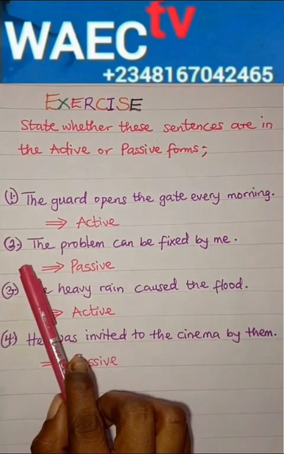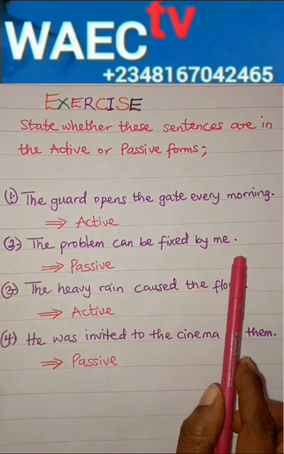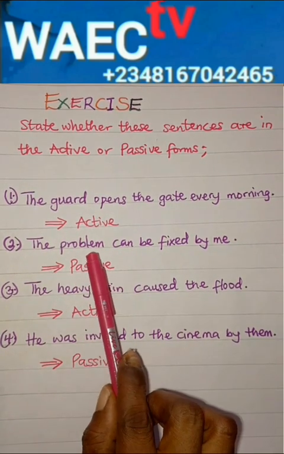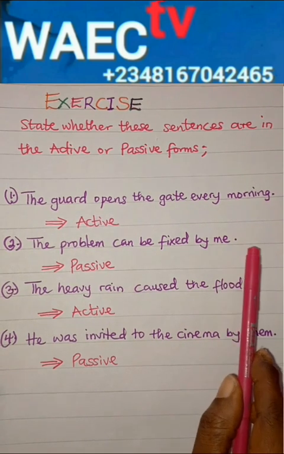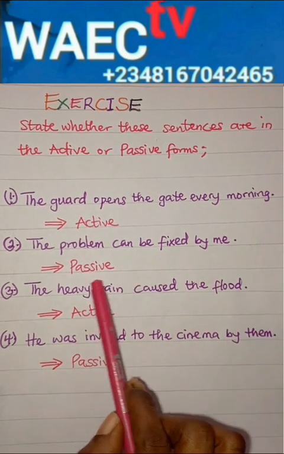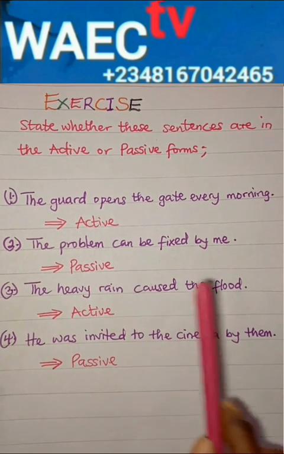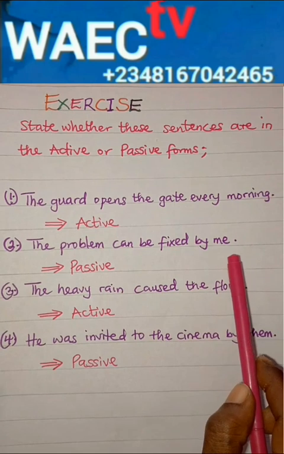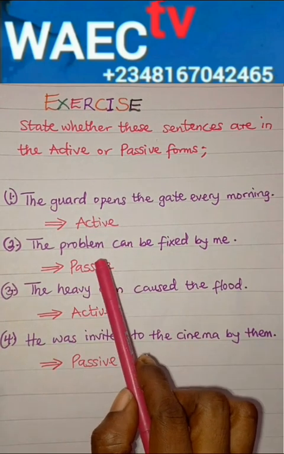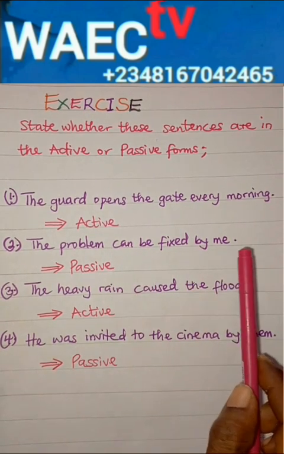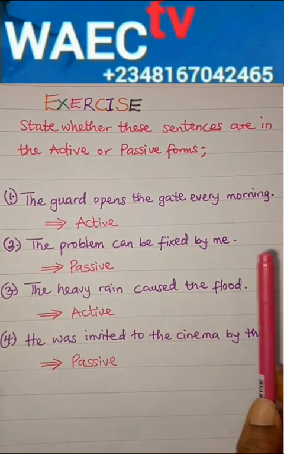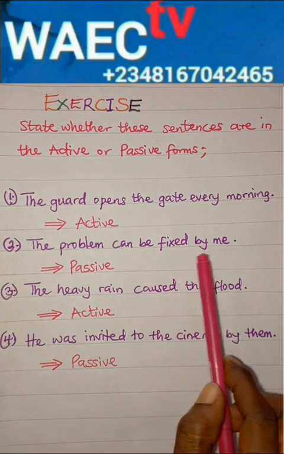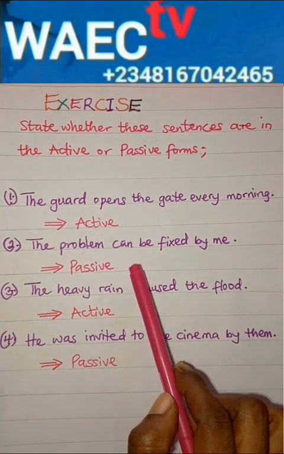Number 2, the problem can be fixed by me. The problem has taken the position of the subject, while me is in the object position. So this is in the passive voice. Normally, in the active voice, it's supposed to be I can fix the problem. But in the passive voice, it becomes the problem can be fixed by me.